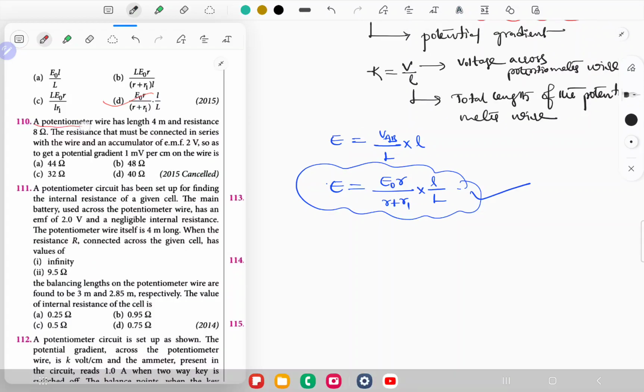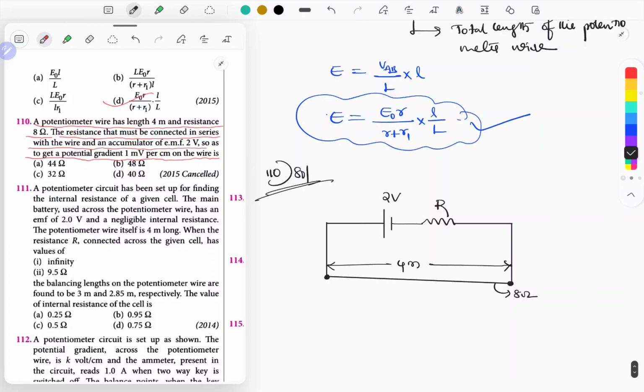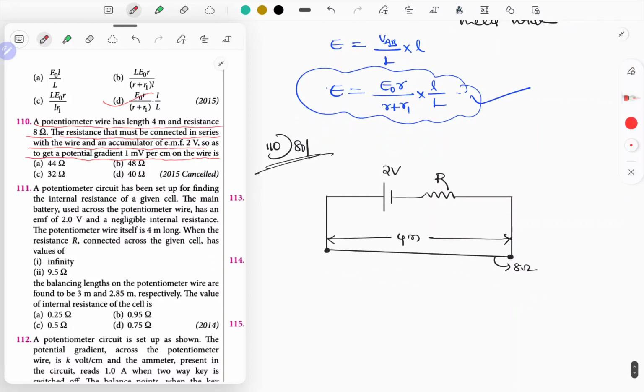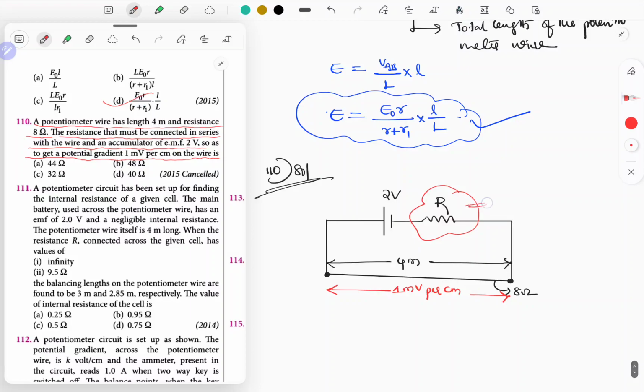Let's solve the next question. A potentiometer wire has a length of 4 meter and resistance 8 ohm. The resistance that must be connected in series with the wire and an accumulator of EMF 2 volts, so as to get a potential gradient of 1 millivolt per centimeter on the wire, is? Based on the given data, this is the circuit that we can draw. They are asking, to get 1 millivolt per centimeter on the wire, what should be the value of this resistance?